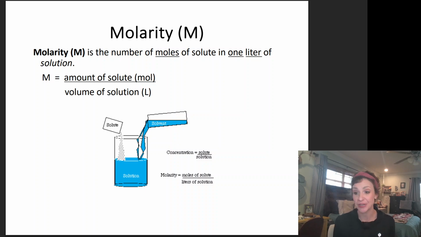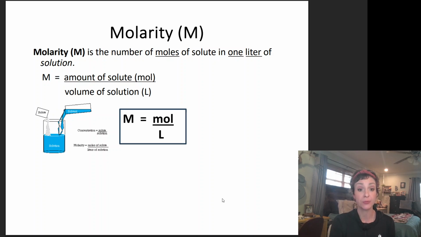The symbol for molarity is big capital M. Molarity is the number of moles of solute in 1 liter of my entire solution, okay? So here's the equation that we use to not only define what molarity is, but also to help us calculate how to solve for molarity. I'm going to take the amount of solute, the moles specifically of solute, and I'm going to divide that by the total volume of my entire solution, the liters of the solution, okay?